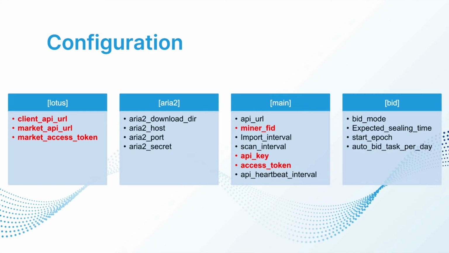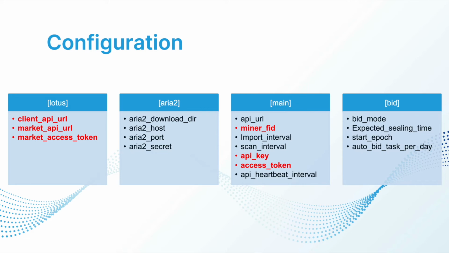Expected sealing time refers to the time expected for sealing deals. The default value is 1920 epochs, which is 16 hours. Please note that deals starting too soon could be rejected. Start epoch refers to the relative value to the current epoch. The default value is 2880 epochs, which is 24 hours. Auto bid task per day is the auto bid task limit per day for the miner defined above.